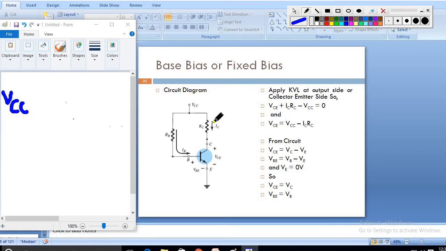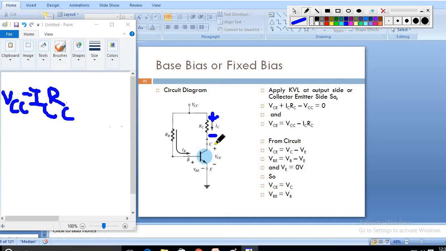For RC, it will be like this, positive and negative. Always the resistor polarity will be positive here and negative here. So the current flowing in this direction means there is a fall in potential. For that reason I am writing minus ICRC, minus ICRC.